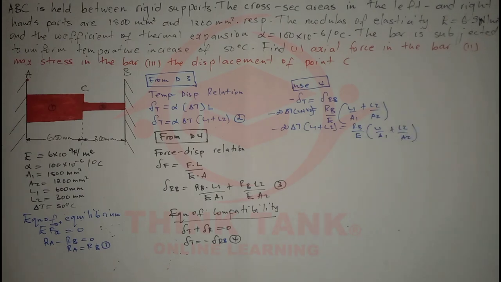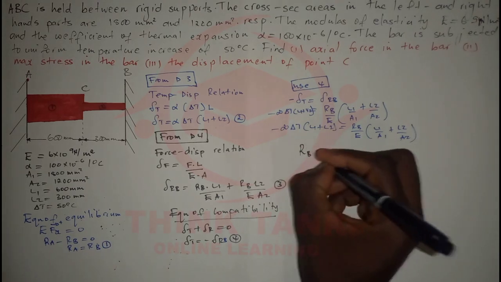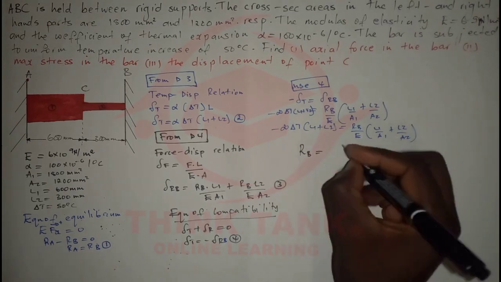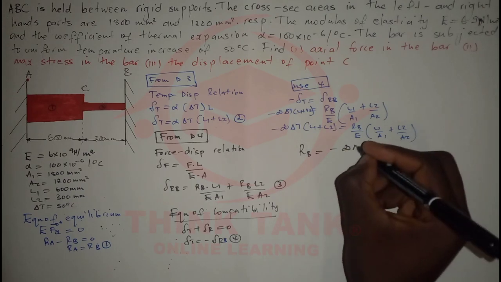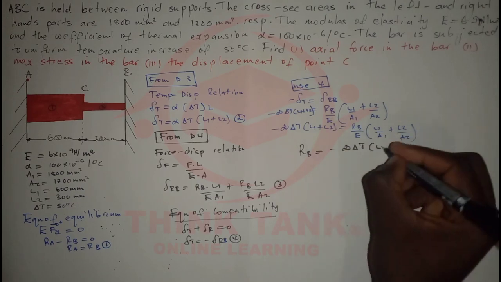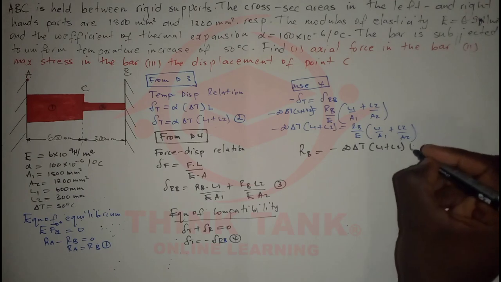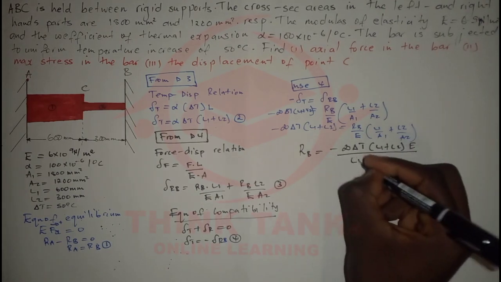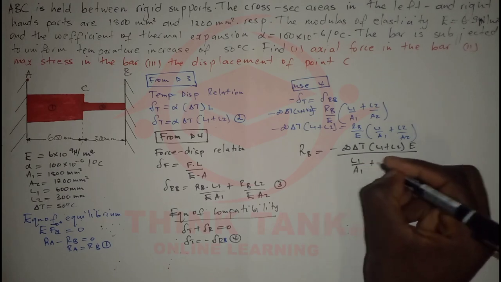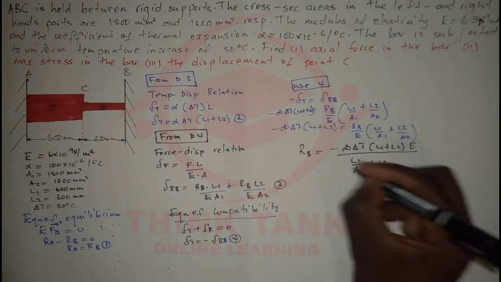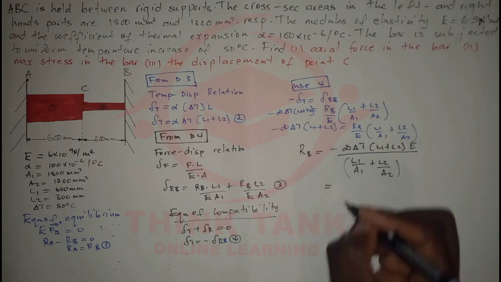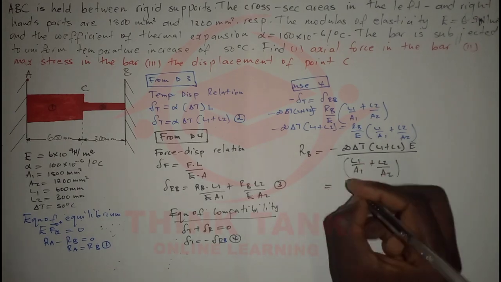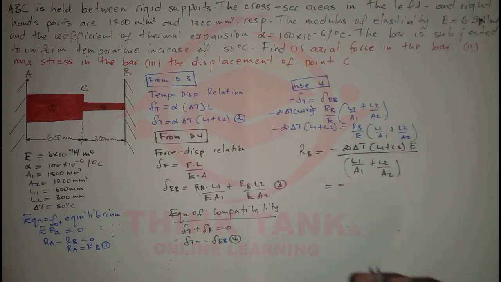Now I have to make RB the subject of the formula. I'm going to multiply both sides by E, so I'm going to have negative alpha delta T times (L1 plus L2) times the modulus of elasticity, and I'm going to divide both sides by this, which is L1 over A1 plus L2 over A2. From here, I can put in my values. We have the negative right here, and we have alpha. What is alpha?